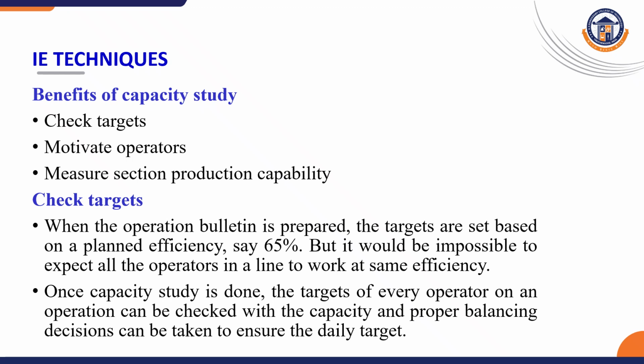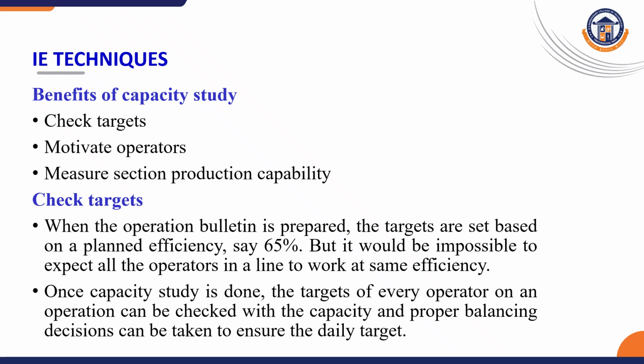Then measure section production capability. If you say section, assuming there is a sewing section, it is producing three different products at the same time. So each product's section capacity can be checked and measured. Then check targets. That is the first one.